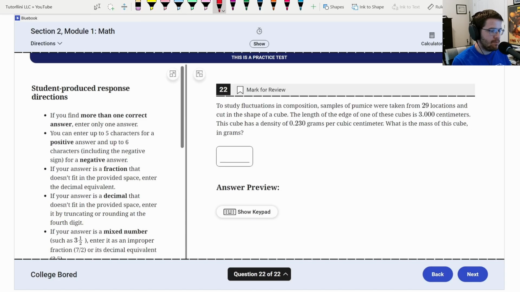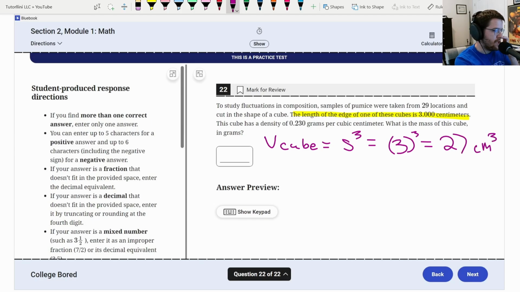Okay, question 22. So the first thing we need to do is take this information and find the volume. So they said it's a cube. The volume of a cube is equal to S cubed, where S is the edge length. So the edge length is 3, so it's 3 cubed. And that should give us 27. So the volume of the cube is 27 cubic centimeters.